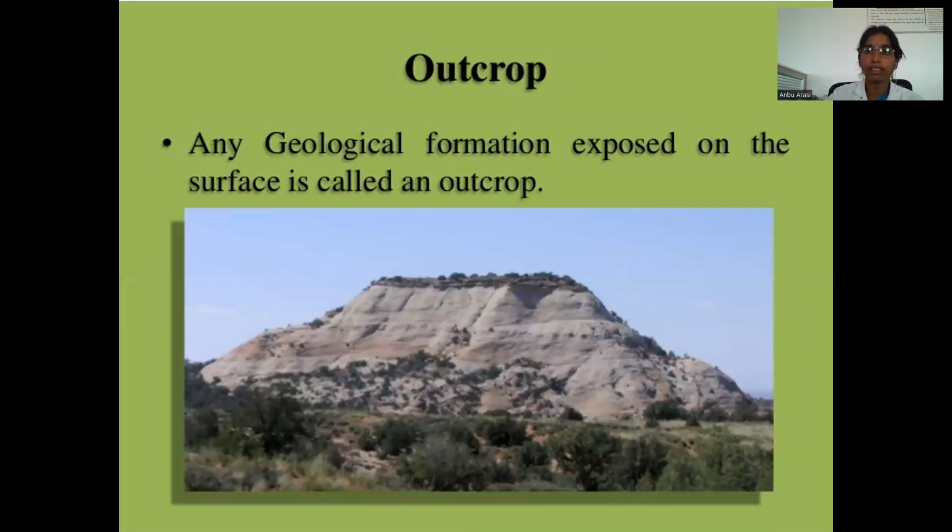Some of the technical terms in structural geology. First, outcrop. Any geological formation exposed on the surface is called an outcrop. Bed. Most of the sedimentary rocks are deposited layer by layer, one above the other from bottom to top. These layers are called beds or strata. The process of this formation is called stratification.